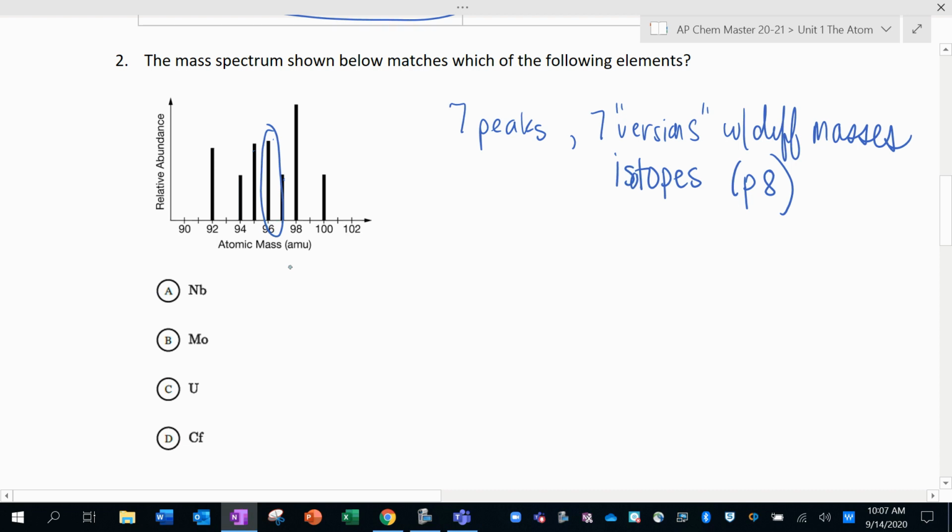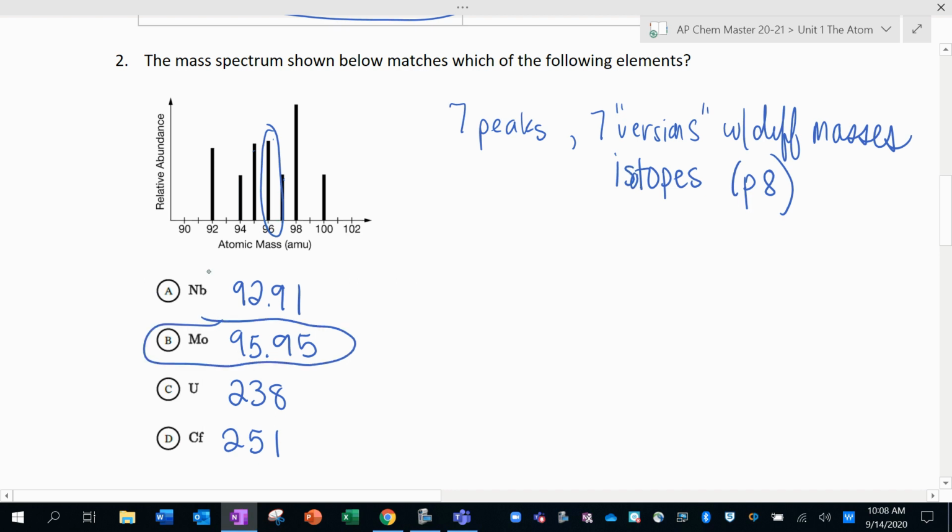So Nb, it might take you a little while to find these, because these might be ones that you're not super familiar with. They're kind of lower on the periodic table. But Nb is 92.91. Mo is 95.95. Uranium's around 238. Californium is 251. So the correct answer here would be Mo.